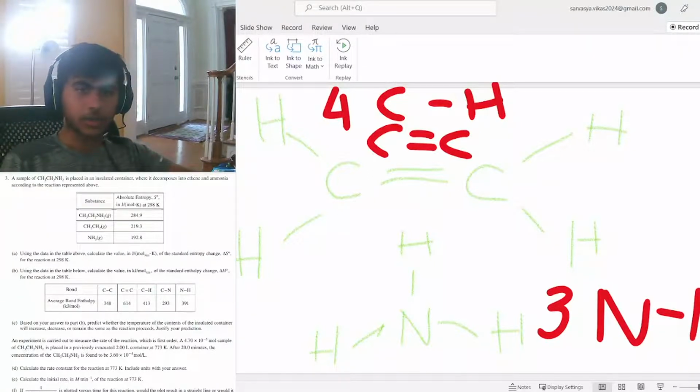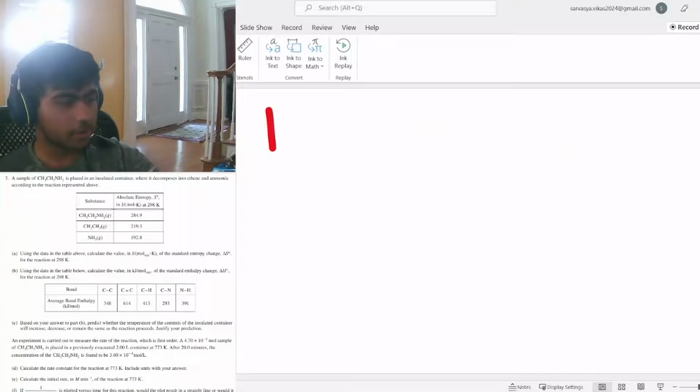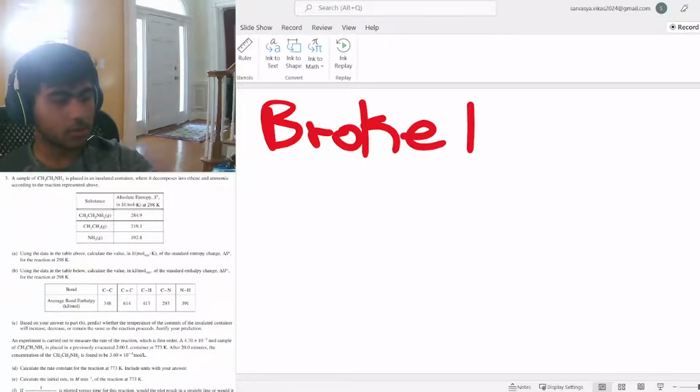All right, so how do we go about doing this now? Well, we have 5 CH bonds to start with, and now we have 4. So essentially, we can make a table of broken versus formed.